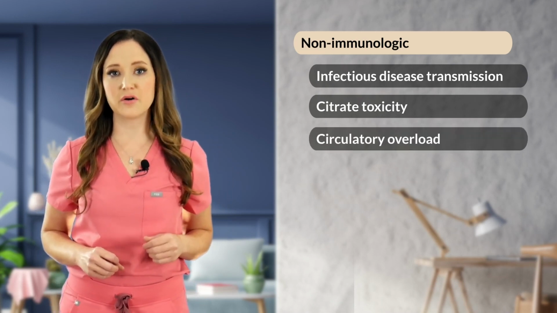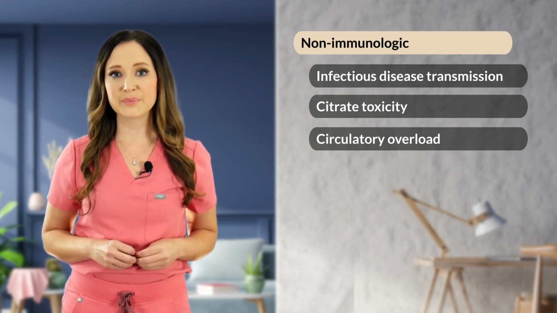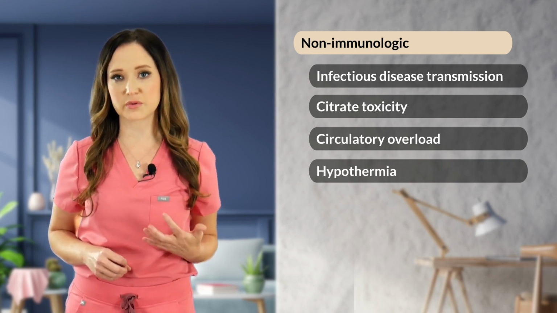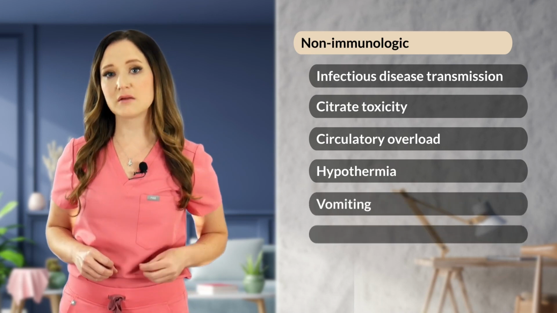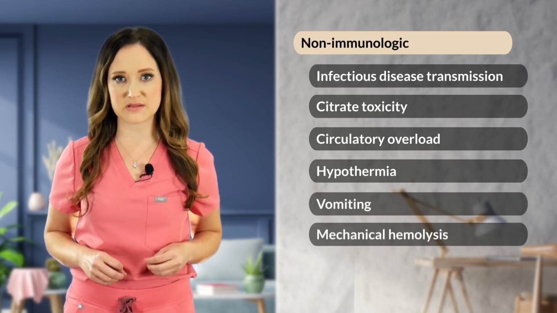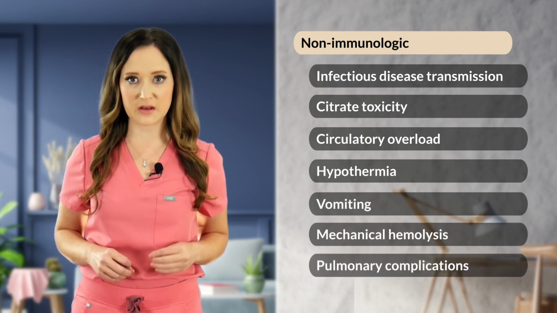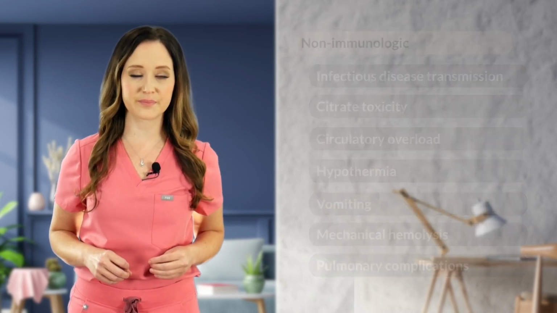transfusion-associated circulatory overload, or TACO, which can manifest as heart failure, hypothermia secondary to administration of cold blood products or room temperature blood products, vomiting, mechanical hemolysis of new red blood cells, and pulmonary complications like transfusion-related acute lung injury secondary to immune complex formation. Reactions can be mild, moderate, and severe.